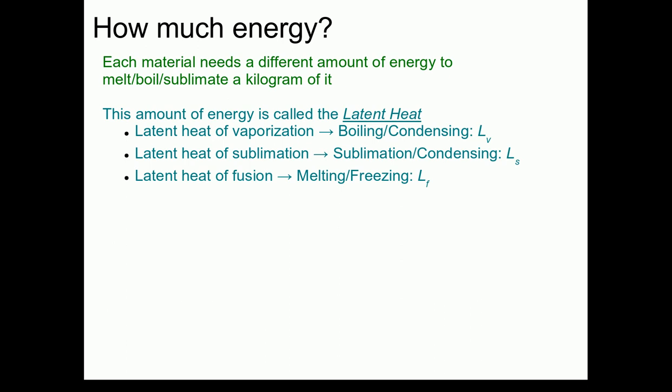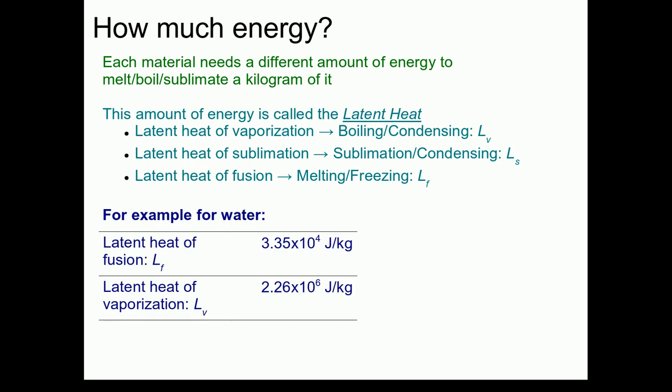Well, perhaps it's best demonstrated in the context of an example. For water, the latent heat of fusion is 3.35 times 10 to the 4th joules per kilogram, and the latent heat of vaporization is 2.26 times 10 to the 6th joules per kilogram. What this latent heat of vaporization means is that I need 2.26 megajoules to boil 1 kilogram of water. And I need 3.35 times 10 to the 4th joules to melt 1 kilogram of ice.